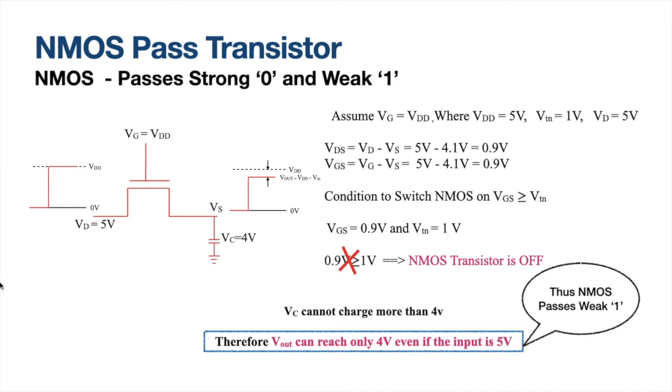Now let us look into the figure. Now you can see on the input side the swing is from 0 volt to VDD, that is plus 5 volts for our assumption. On the output side it is only from 0 to VDD minus VTN. What is VDD? 5 volts. What is threshold? 1 volt. So 5 minus 1, 4 volts. This particular capacitor was only able to charge up to 4 volts. So the swing will be only from 0 to 4. It will not reach 5. Thus, this particular Nmos transistor passes only weak 1.